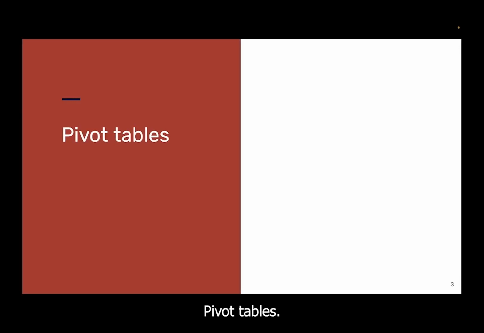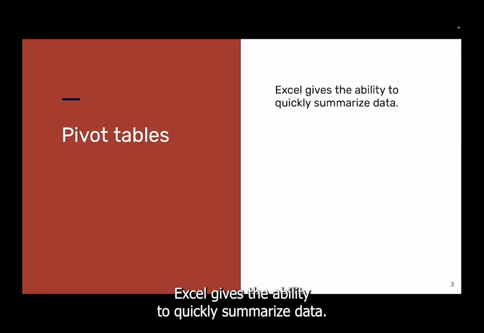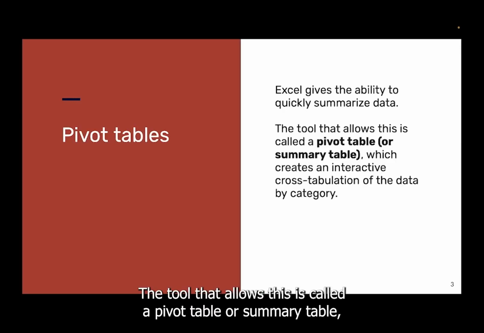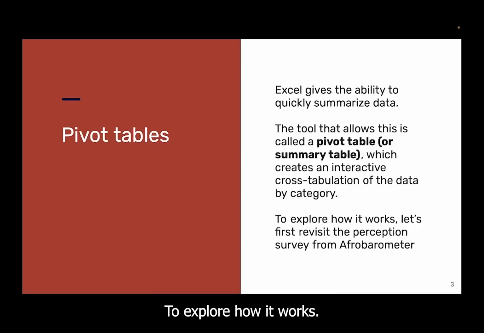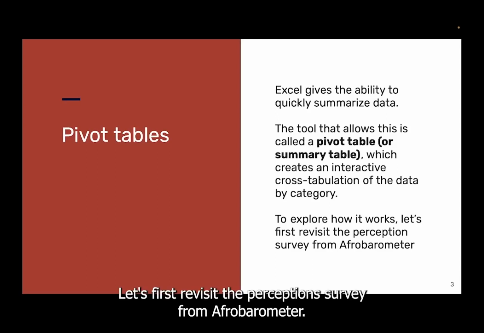Pivot tables. Excel gives the ability to quickly summarize data. The tool that allows this is called a pivot table or summary table, which creates an interactive cross-tabulation of the data by category. To explore how it works, let's first revisit the perception survey from Afrobarometer.